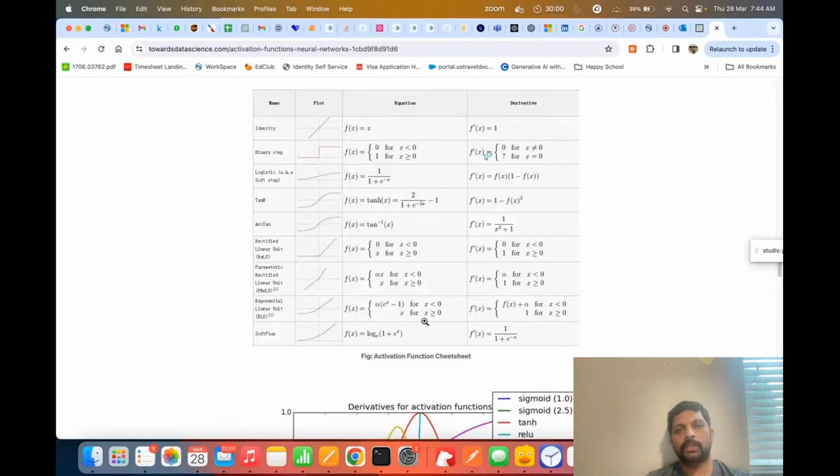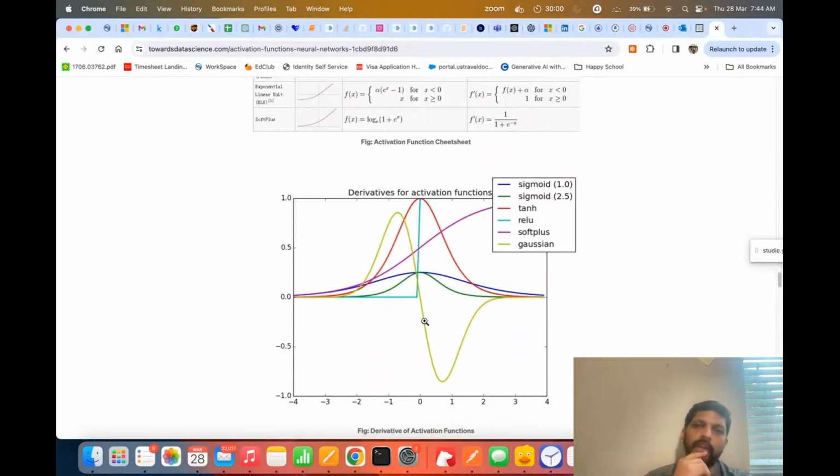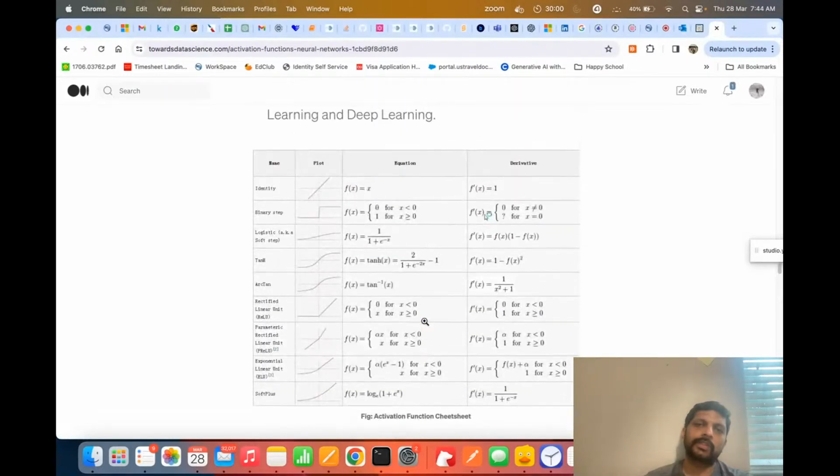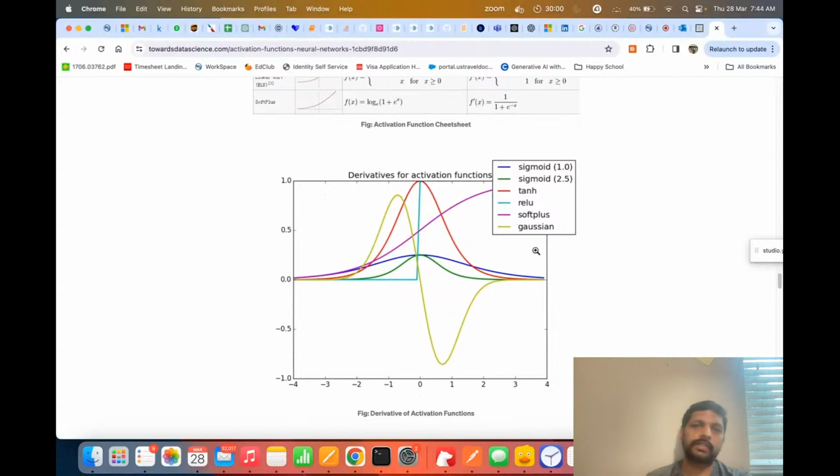Softplus is logarithm of 1 plus e power x. We can look at the graphs. So Gaussian is something we have not covered in this. Gaussian will work like this. Means Gaussian will take negative as positive and positive as negative.